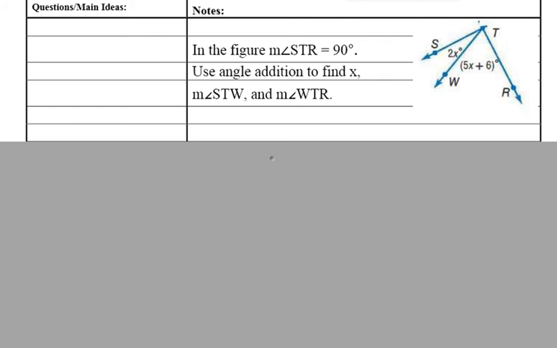Okay, go ahead and take a minute to copy down this figure and this question. It says in the figure the measure of angle STR, so here to here to here, S to T to R, is 90 degrees. So I'm going to put a box here to show you that it's 90 degrees. Use angle addition. Angle addition is just like segment addition, and it says this angle plus this angle, WTR, equals the whole thing, which we said is 90 degrees.